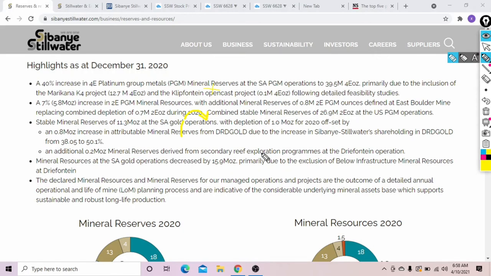All right. So far, if you go to the gold operation, you can see here mineral resources at the SA gold operation decreased due to the exclusion of infrastructure mineral resources at Tri-fontein. Of course, yes, the resources have decreased in terms of the gold operation. Remember, Sibanye-Stillwater is a diversified mining company. It mines different commodities. It's involved in platinum and also in gold. But currently, in gold, in terms of the assets, they've been decreasing because of why.